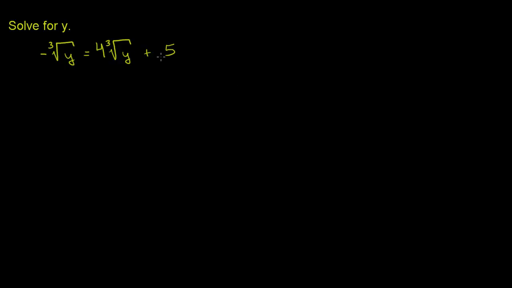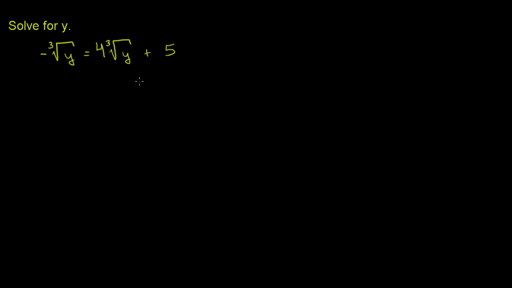We're asked to solve for y. So we're told that the negative of the cube root of y is equal to 4 times the cube root of y plus 5. In all of these, it's helpful to isolate the cube root, isolate the radical in the equation, and then solve from there.